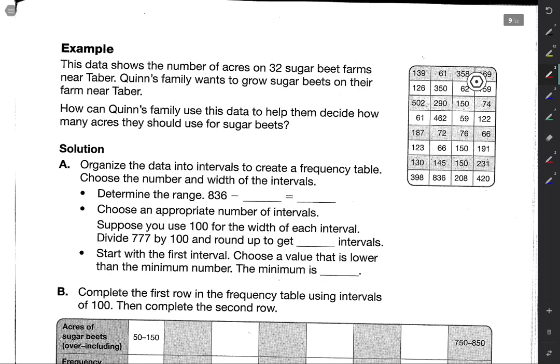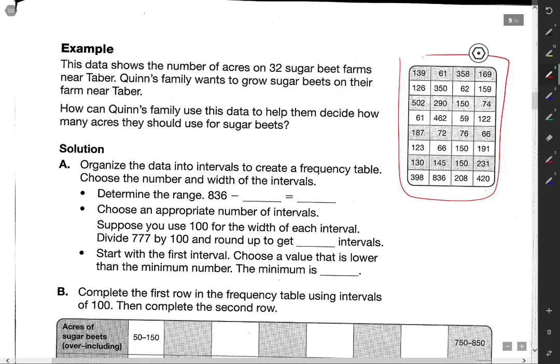So in this example, this data on the side over here shows the number of acres on 32 sugar beet farms near Tabor. Quinn's family wants to grow sugar beets on their farm near Tabor. I'm not sure if I'm saying that word correctly. How can Quinn's family use this data to help them decide how many acres they should use for sugar beets?